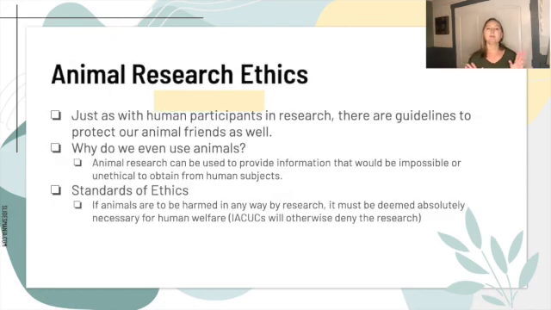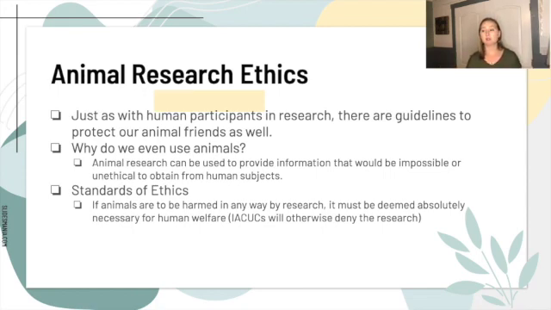Okay, then we get to animal research. Now, there are differing opinions about this, and I am not here to get political, okay? But just as with human participants in research, there are guidelines to protect our animal friends. So just realize that if we don't have to harm an animal, we're not going to, okay? So let's start with that. Why do we even use animals? Why do we even need to?